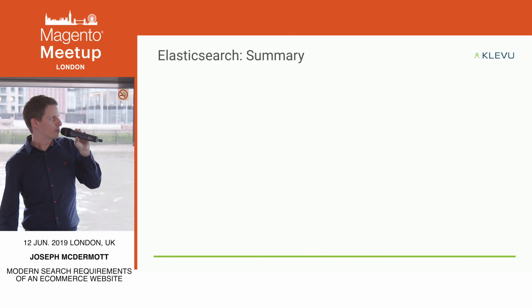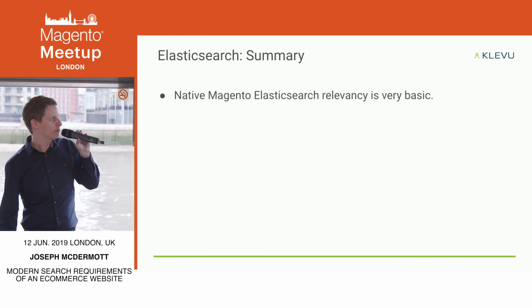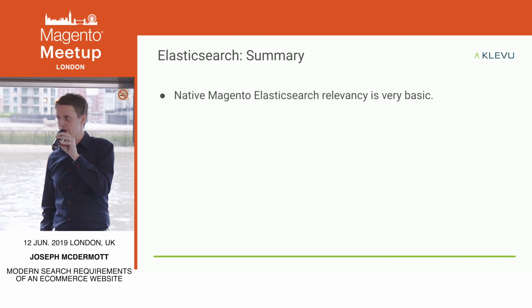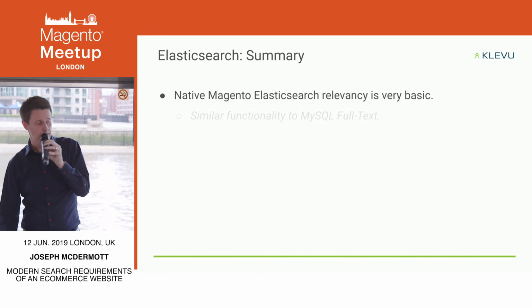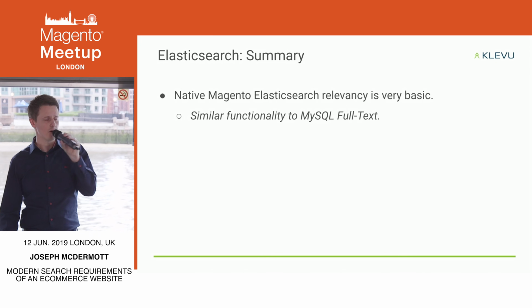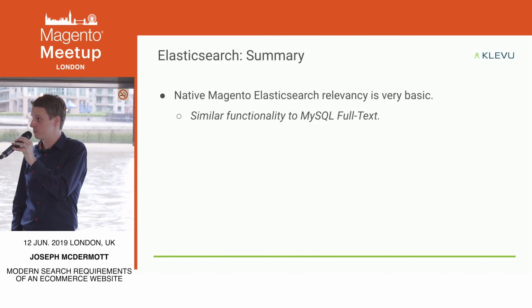Okay, just to give a brief summary of Elasticsearch then. The native Magento Elasticsearch relevancy is very basic. Their implementation of Elasticsearch is quite basic. In fact, it's actually quite similar to how the MySQL full text works in terms of relevancy.